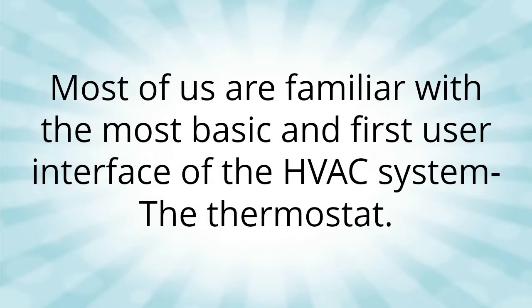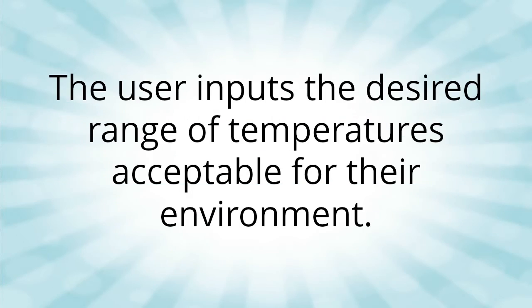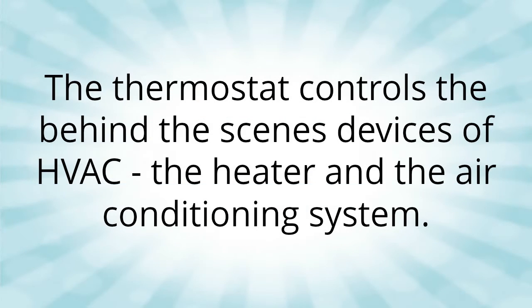Most of us are familiar with the most basic and first user interface of the HVAC system, the thermostat. This device, analog or digital, is the main controller of the HVAC system. The user inputs the desired range of temperatures acceptable for their environment. The thermostat controls the behind-the-scenes devices of HVAC, the heater and the air conditioning system.